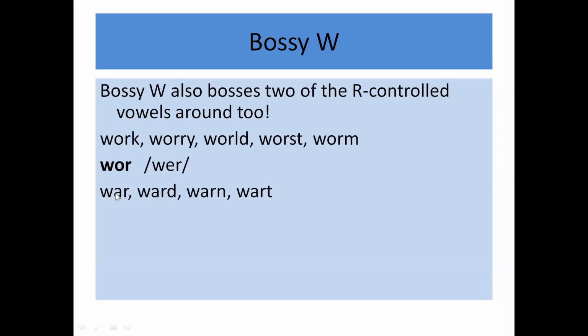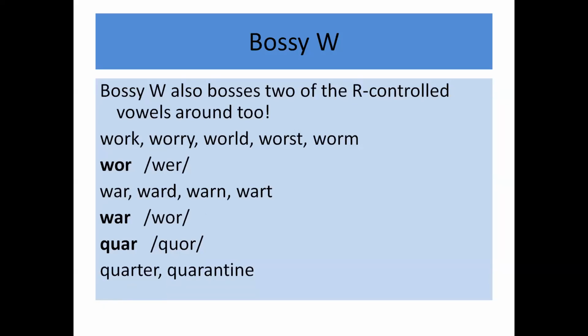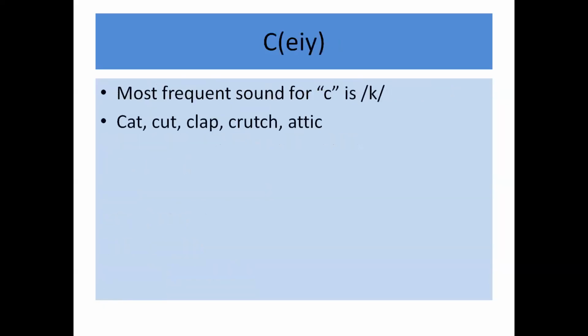What's happening here? Here's our pirate sound, R, right? Does it get to go R? Do we say war? No, we say w-or. So it gets shifted to sound like this one. All right, it's on your sheet, but this will explain a lot of the words that we think are irregular. And again, Q-U-A-R, quarter and quarantine. Okay.